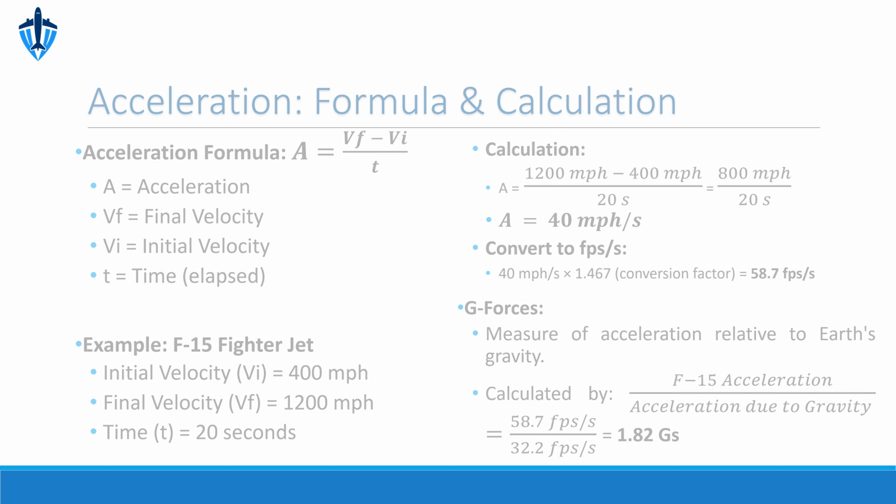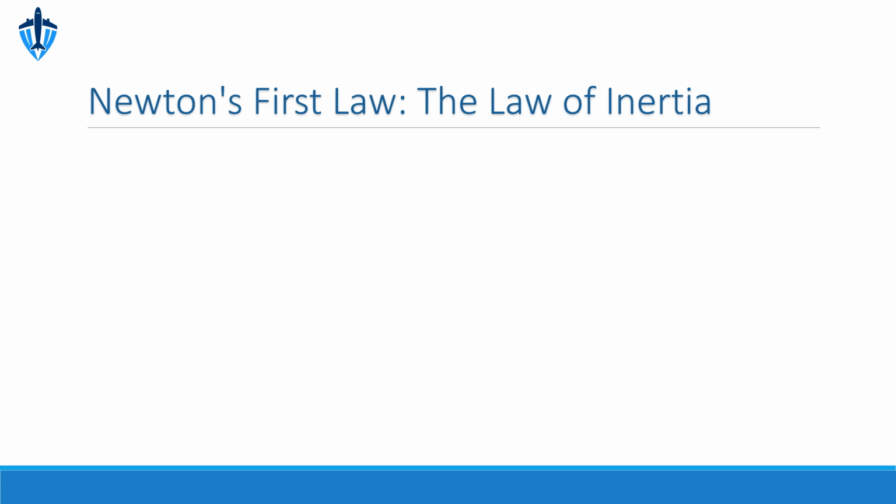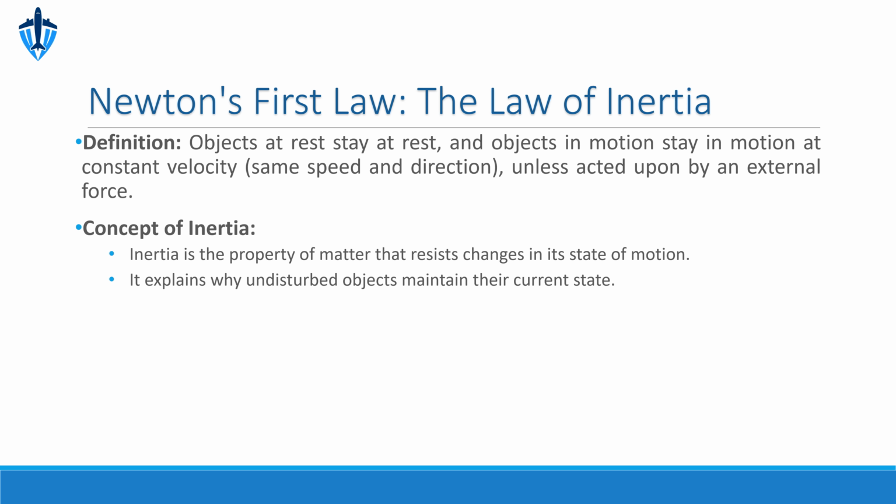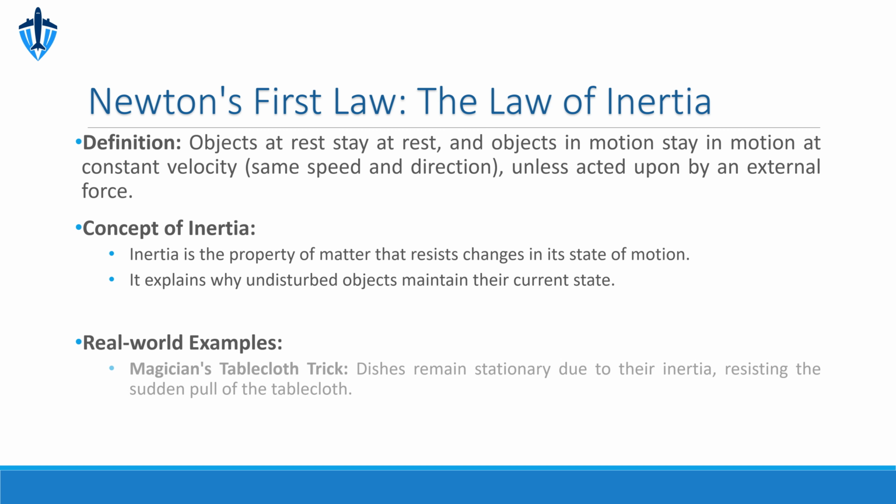1.82 Gs. Newton's first law, often called the law of inertia, states that an object will maintain its current state of motion, whether at rest or moving at a constant velocity, unless an external force intervenes. This fundamental property of matter, inertia, is responsible for many everyday phenomena we observe. For instance, the classic magician's trick where a tablecloth is swiftly pulled from under a full setting of dishes is a perfect demonstration of inertia. The dishes, due to their inertia, resist the sudden change in motion and remain in place.